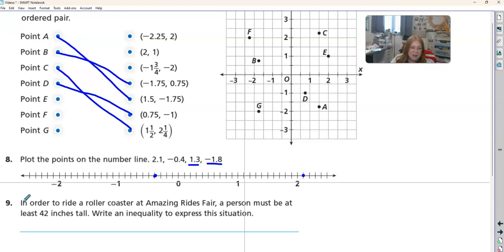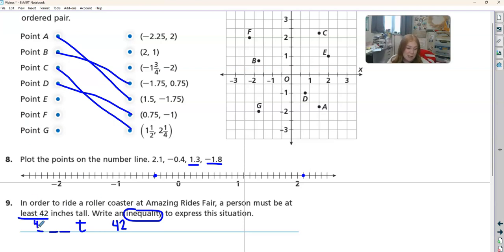And number 9, in order to ride a roller coaster at Amazing Rides Fair, a person must be at least 42 inches tall, right? Write an inequality to express this situation. So I'm going to do T for tall. How tall are they? And the number I'm comparing is 42. So I'm going to get my solution set. So you have to be at least 42. So when you stand up to that bar, you have to be 42 or taller than it.